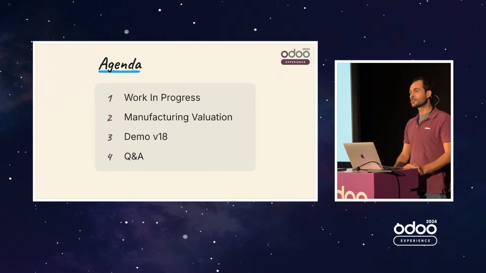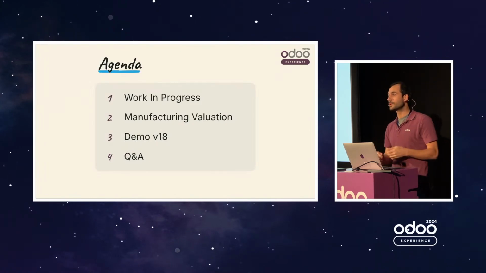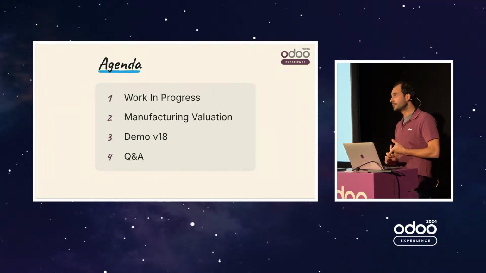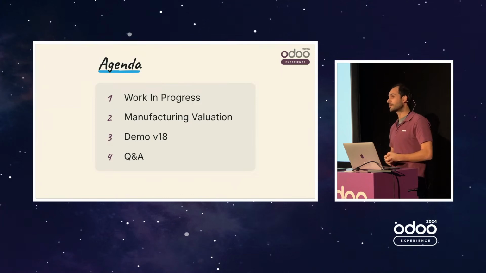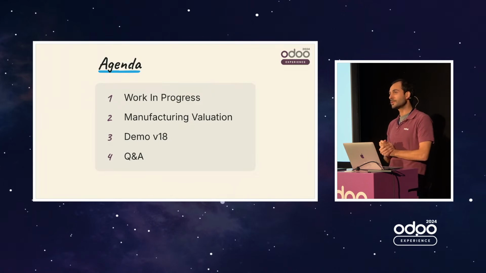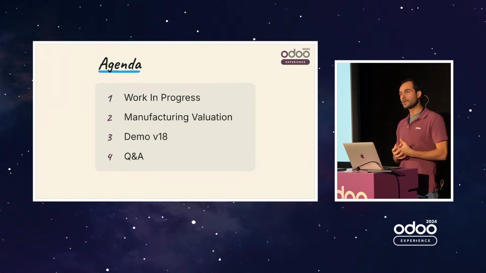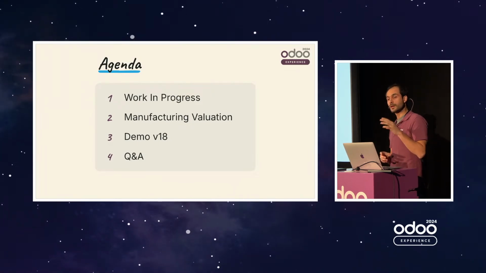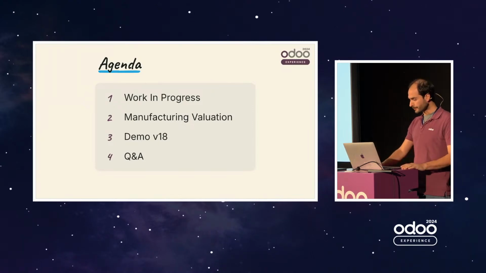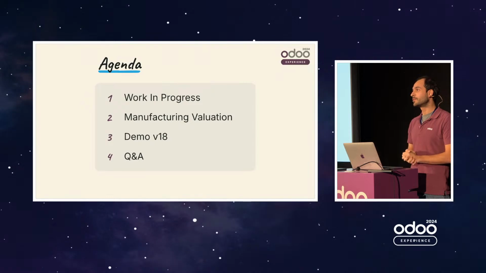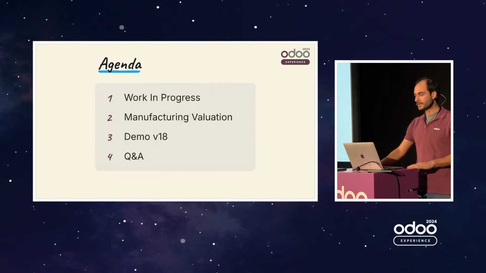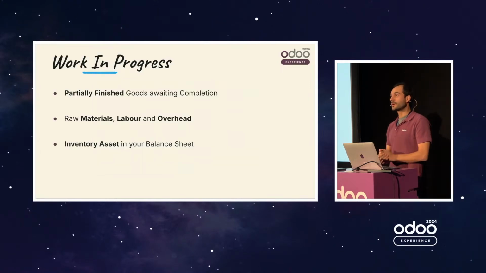For the rest of the structure, it's going to be quite brief. First of all, we're going to talk about what we mean by work in progress exactly, how it can be valued. Since we're going to talk about work or manufacturing value, I'll use the opportunity of this talk to remind you how manufacturing valuation currently works in version 18, and in manufacturing in Odoo in general. Then I will do a live demo of the new features, and then I will answer the questions of the pad. So let's start. So, work in progress, what is it?